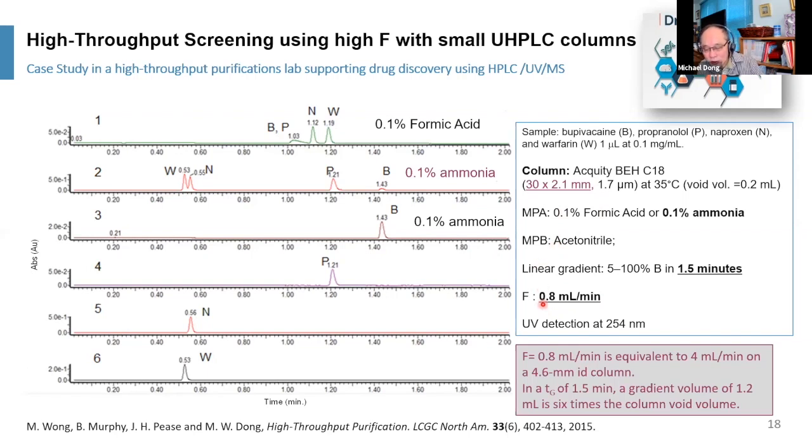Now this flow rate doesn't look too high, right? But if you translate this flow rate to a 4.6 mm ID column, it's equivalent to 4 mL per minute on a standard 4.6 mm ID column, because we are using a very small ID column, right? So all these things are complex, because they all depend on a large number of factors.